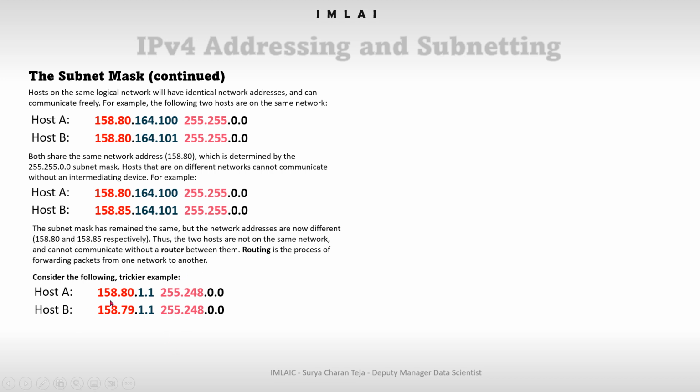The first 255 means the first octet will definitely represent the network. And then for the second octet, how many bits will represent the network and how many bits will represent the host, we do not know. For that reason we need to look into the subnet mask, and we need to convert it into binary form. So let's convert this into binary form.